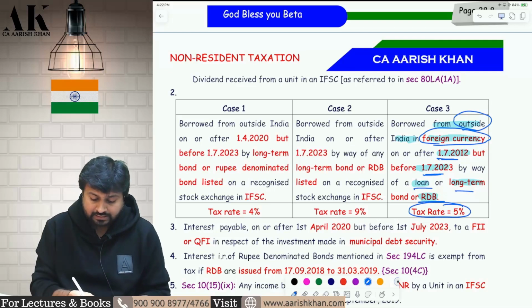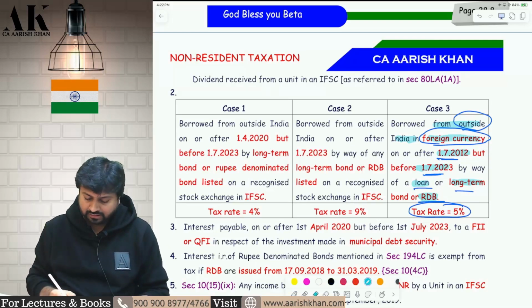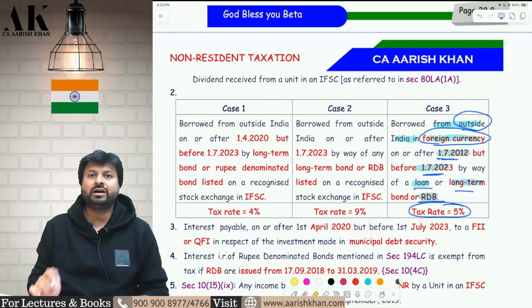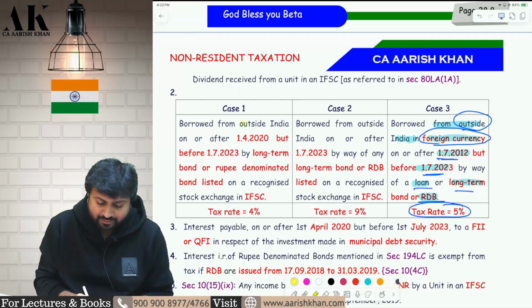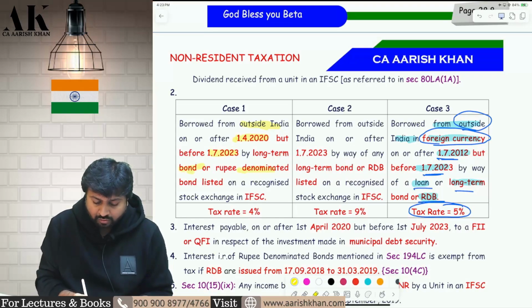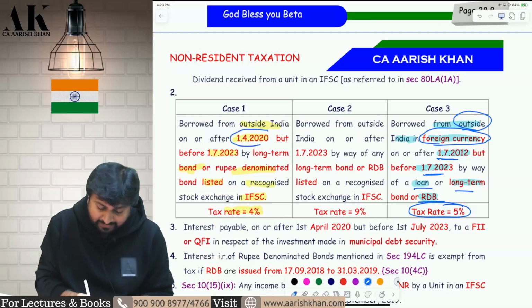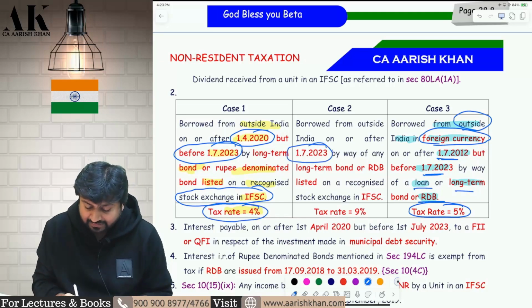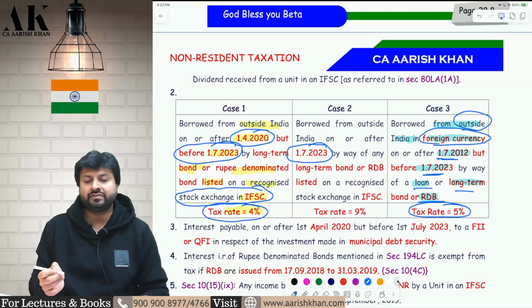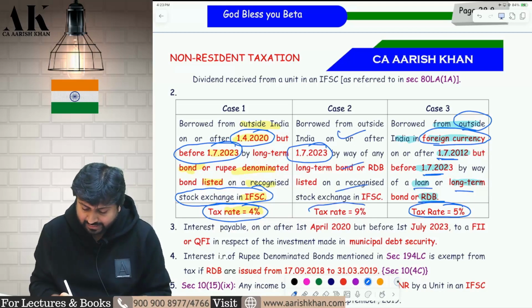Okay. Now, coming to when the tax rate is 4% and 9%. Now the 4% and the 9% case is only applicable to a bond or rupee denominated bond which is listed in a recognized stock exchange. If you are borrowing money from outside India, on or after 1st April 2020 but before 1st July 2020, by a long term bond or rupee denominated bond listed on a recognized stock exchange in India, then it is 4%. So if you borrow between this period and it is listed in a recognized stock exchange in IFSC, then it is 4%. And if you borrow on or after 1st July, all the conditions are the same, then your tax rate will be 9%.